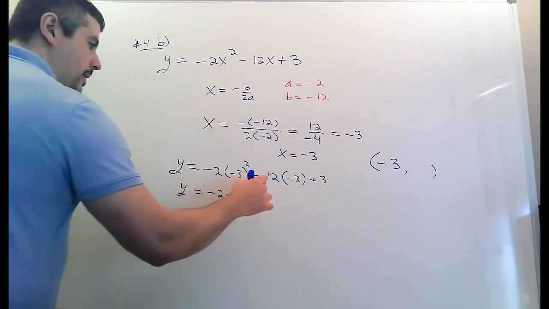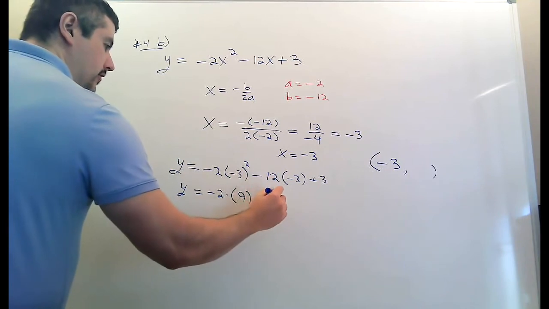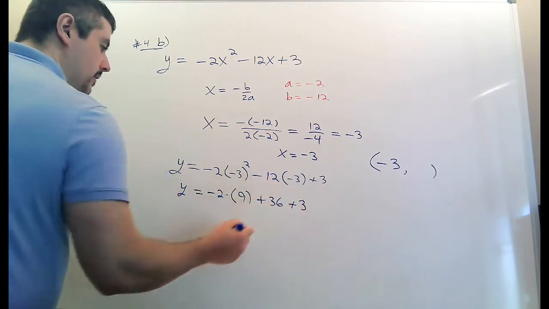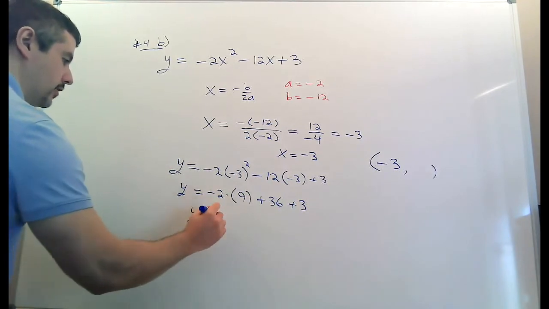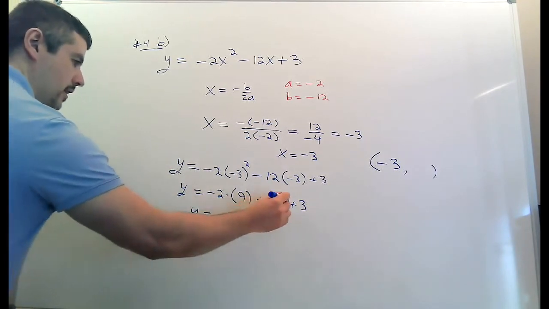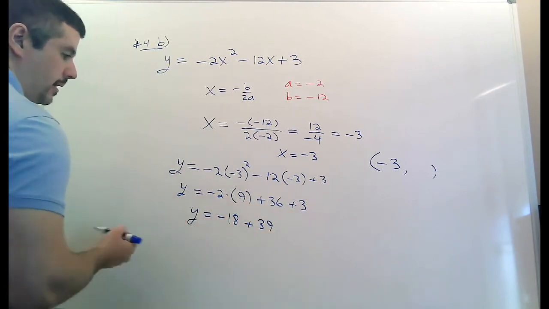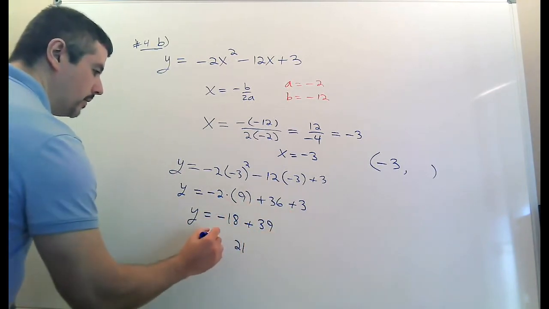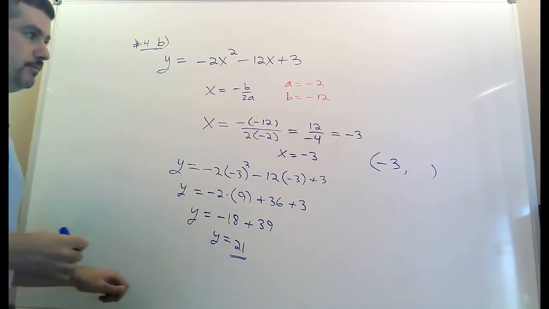Then, I may as well do here. Negative and negative make positive. 12 times 3 is 36. Plus 3. Now I'm going to multiply that, right? It's negative 18, right? 9 times 2. That's negative. I add that together, right? You get 39. 39, take away 18. I mean, it's a pretty big number. You get 21. Yay, 21 to drinking age. So, there you go.